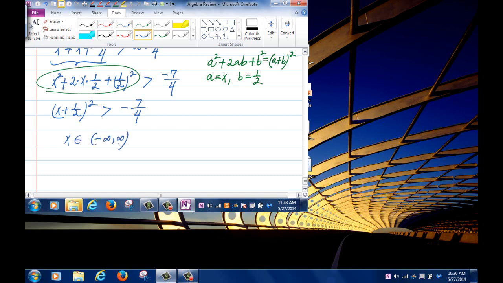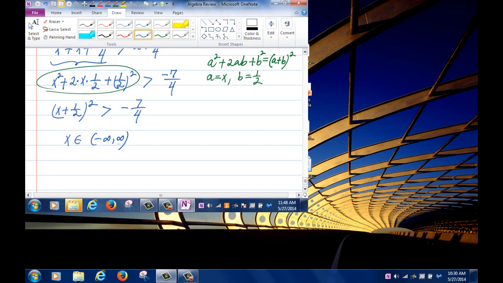You agree with that? No matter what x you pick, (x plus a half) squared is always non-negative, which is always bigger than negative 7/4, right? So any x works. Any x works. Everybody's okay, yeah? What's that symbol you use?